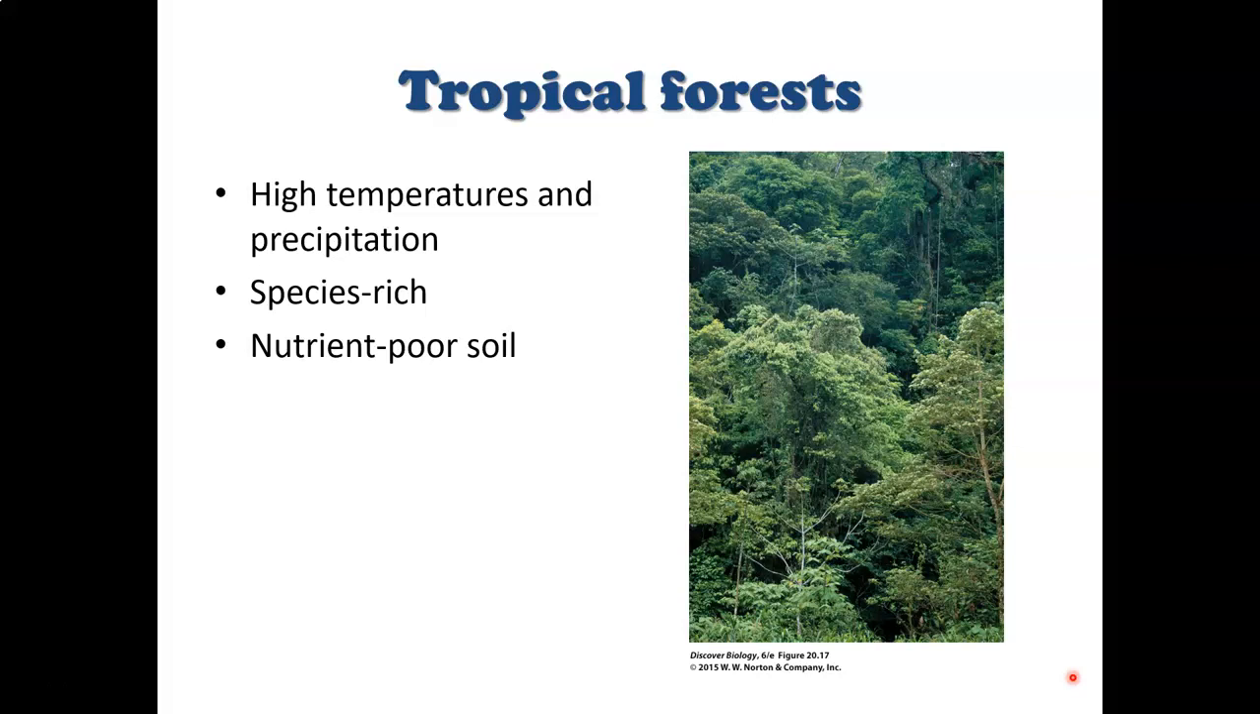And then tropical forests are hot and humid places, lots of precipitation, and therefore a lot of tree growth, right? You have a lot of sunlight, a lot of water, and a lot of tree growth. Now interestingly, these are the richest places on Earth in terms of biodiversity, but ironically the soils are really poor, largely because all the nutrients are in the trees themselves.